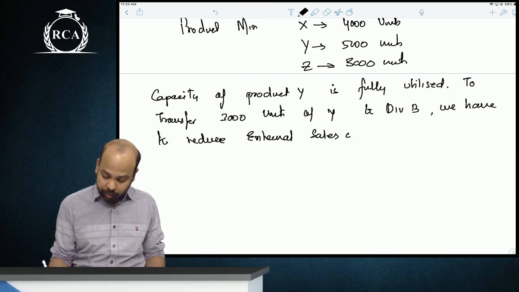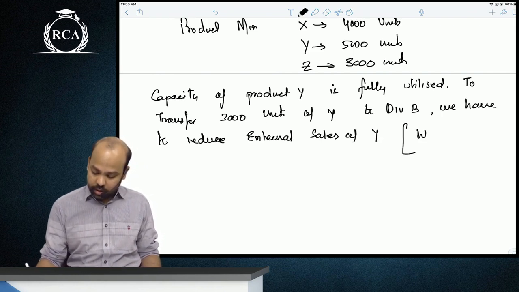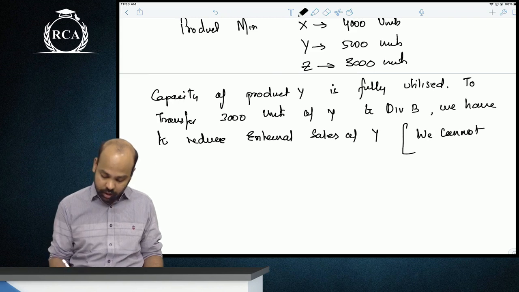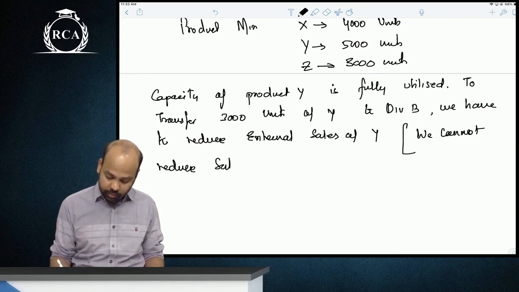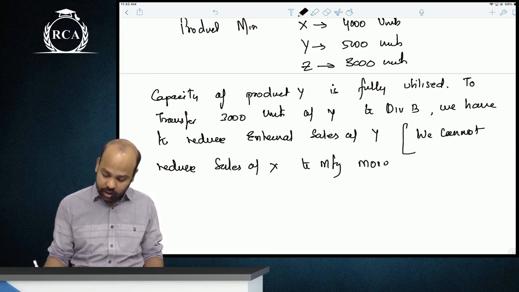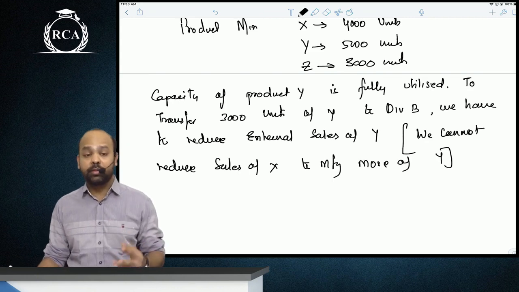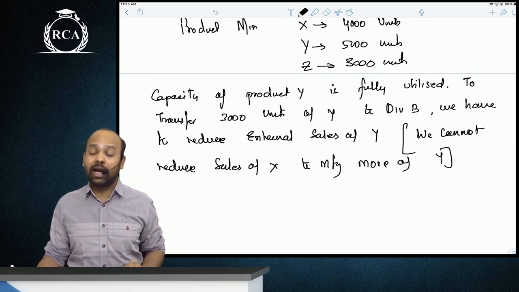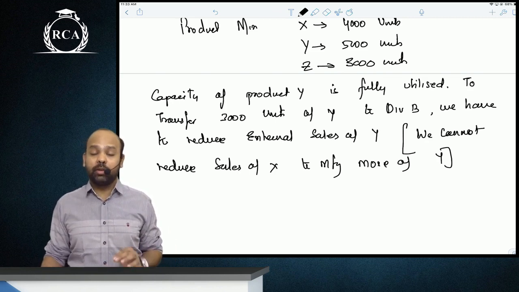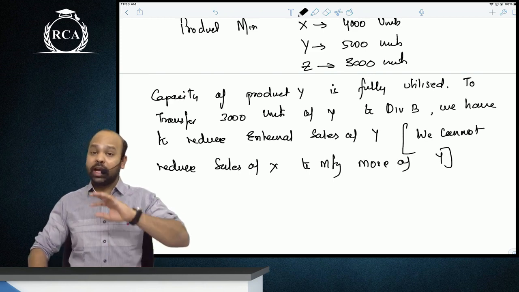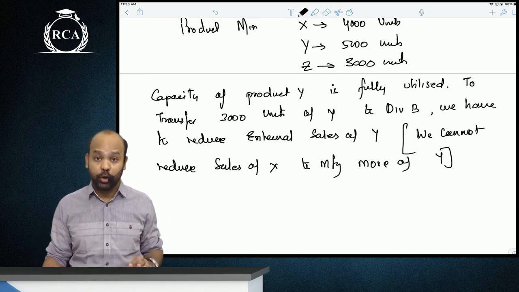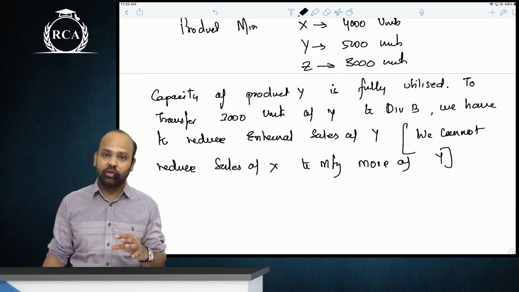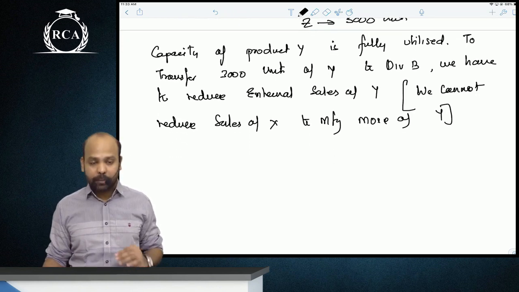Do not be of the opinion, guys, that we can reduce sales of product X to manufacture more of Y. I understand, guys, product X is the least contributing, least profitable product. That does not mean we reduce sales of product X to manufacture more of Y. That option is not available at all. So we cannot manufacture more of Y. We cannot go beyond 5000 units. We will have to restrict our production of product Y to 5000 units only. Understood, sir? Absolutely no doubt.